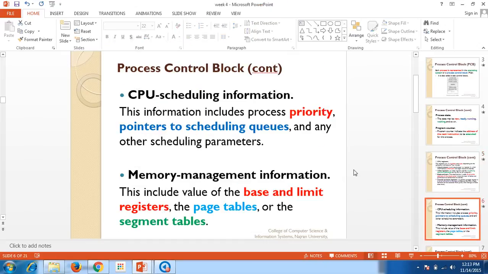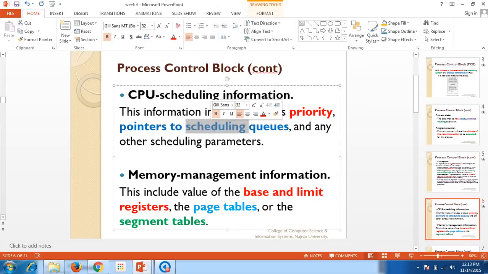Next we have CPU scheduling information, which is also a component of our process control block. What information does it include? It includes process priority, pointers to scheduling queues, and any other scheduling parameters. So everything that is related to scheduling is stored in the process control block as the responsibility of the CPU scheduling information.